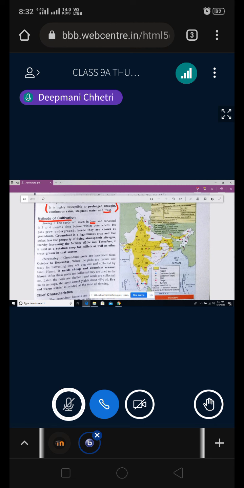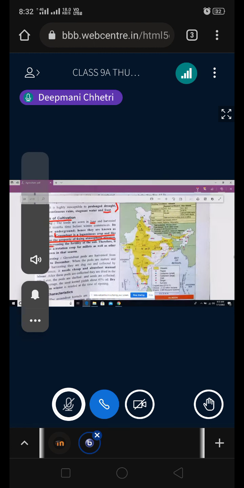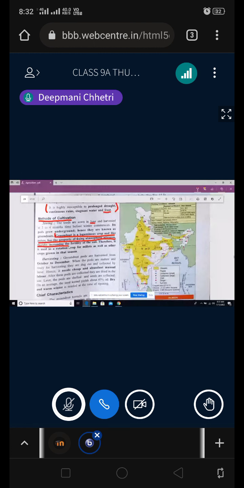Now, the most important thing here, which everyone should underline: groundnut is a leguminous crop. Like pulses, it has the property of fixing atmospheric nitrogen into the soil, thereby increasing the fertility of the soil. So anytime you get a question like why groundnut is used as a rotational crop, the answer will be it is a legume crop. It is leguminous, and it does the work of putting atmospheric nitrogen into the soil. So that is what you have to write.